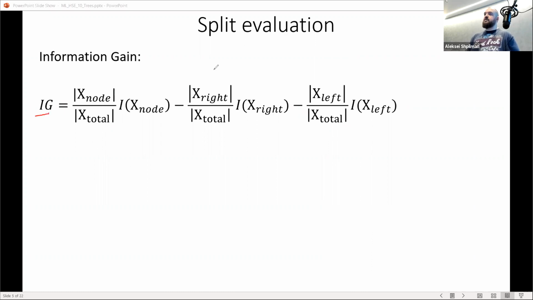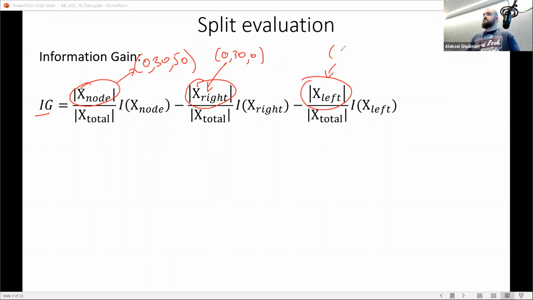So for information gain, you have a separation, and you separate your initial node points, X node, into X right and X left. This is a sort of vector, basically, of your points. So let's say this is 0, 30, 50, right? And ideally, this is 0, 30, 0, and this is 0, 0, 50, right? But it can be different. So this is, of course, just the size, and this is not information, strangely, but impurity.